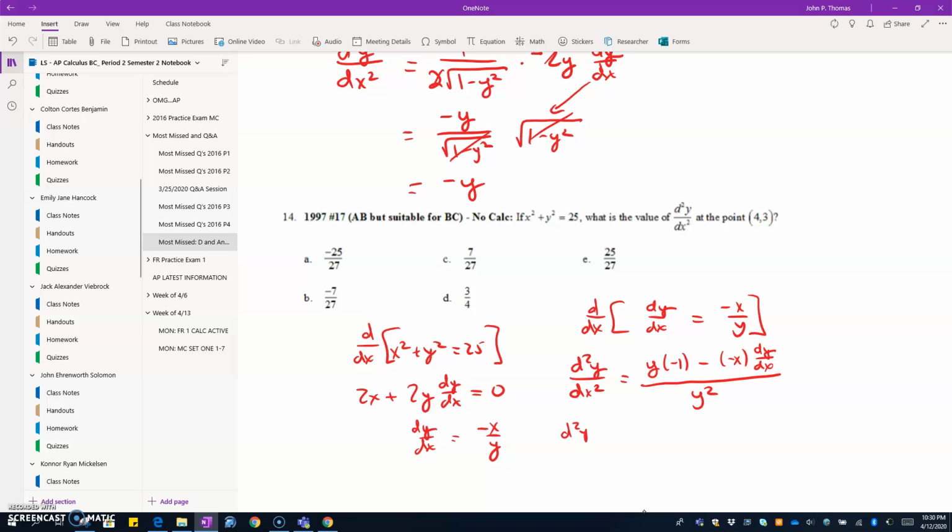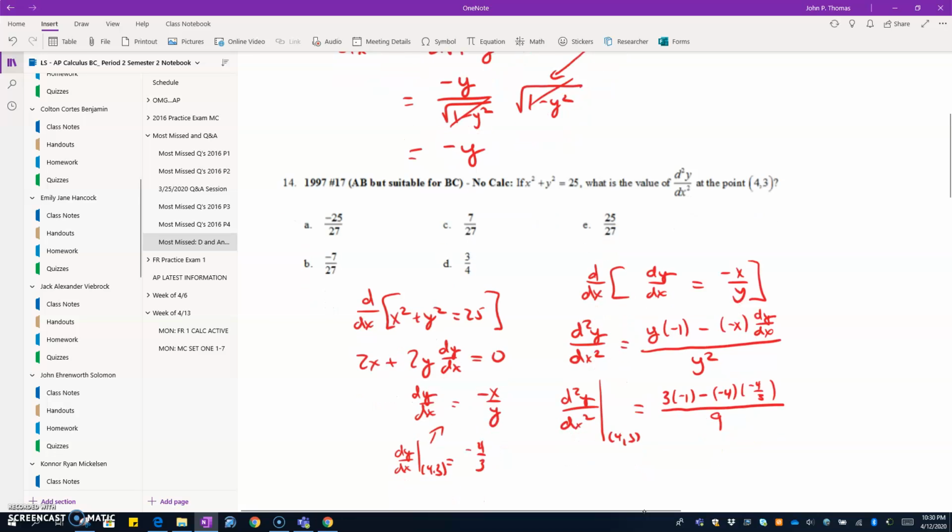Now, they're very specific. They want the value of this at a certain value. So I'm going to go right into that work of plugging in the 4, 3. Not going to do much simplifying on the front end. So x is 4, y is 3. So I've got 3 times negative 1 minus negative x, so negative 4, times dy/dx. So I'm going to lean back to here. dy/dx at 4, 3 would be negative 4 over 3. So we're going to get a negative 4 over 3 right there. That's all over y squared. y is 3, so we get a 9 down there.